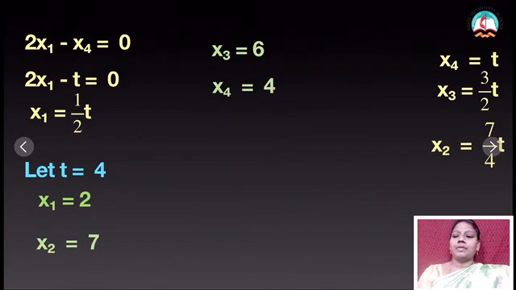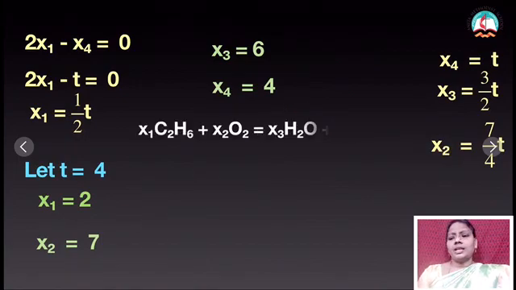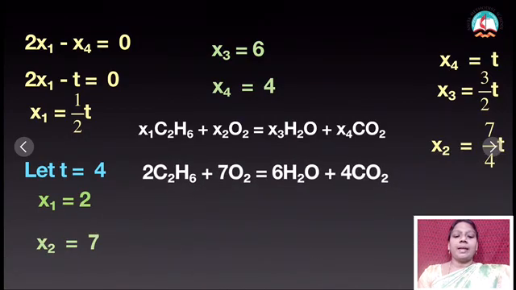Just to substitute the values of t over here. If I substituted, I am getting all these values. What is the given equation? The chemical equation is this, in which I am going to substitute all the values. If I am substituting, then I get the balanced equation like this.